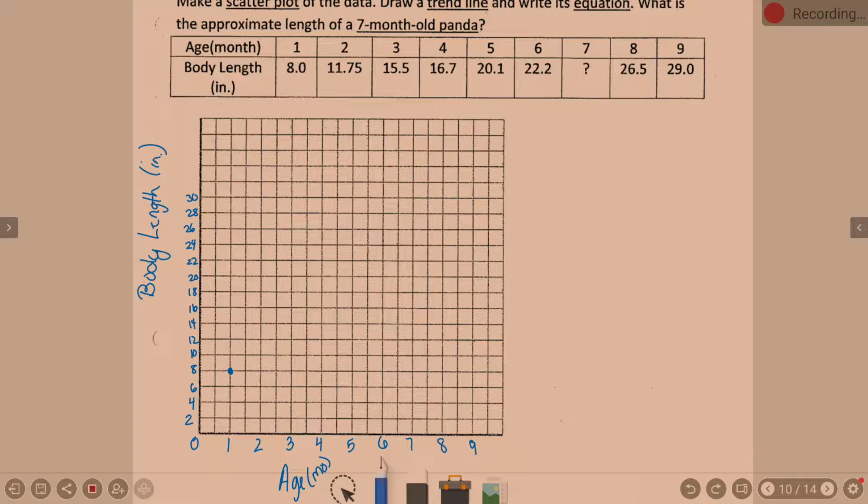My next one is 2, 11.75. So I'm going to go over to the 2 line, and 11.75 is almost 12. So I'm going to go almost to the 12 line. Then we have 3 and 15.5. So I'm going to go over to the 3 line and up to 15.5, which is almost to 16. Four, 16.7. So I'm going to go over to the 4 line, and I'm going to go past the 16 line, but not to 18. So not quite halfway between there.